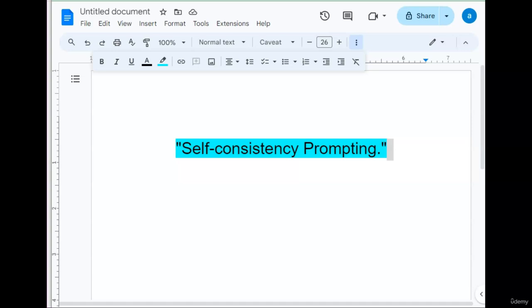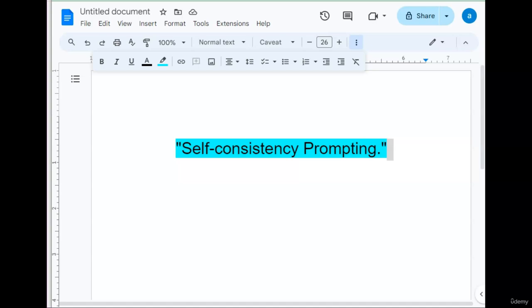Now we are going to explore a powerful technique called self-consistency prompting. This method builds on the chain of thought prompting technique and can significantly enhance the reliability of your outputs. Let's dive in. The first question that comes to our mind is, what is self-consistency prompting?